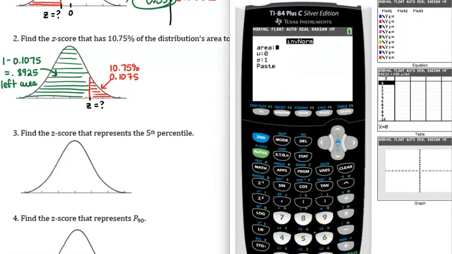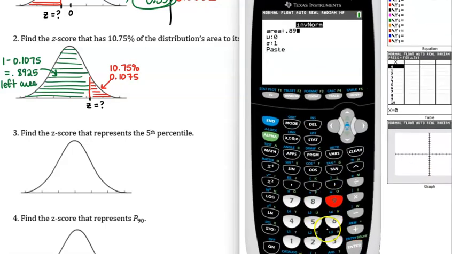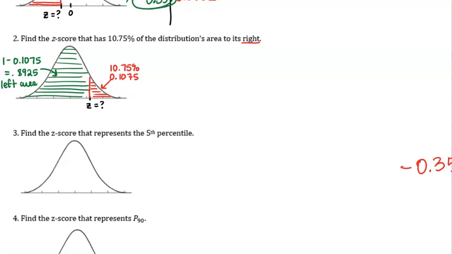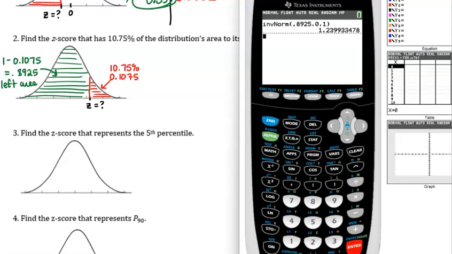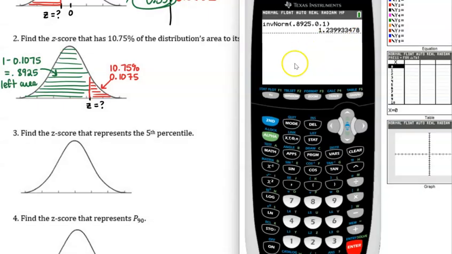So I've hit enter. Notice now they're asking me for an area, and the area they're asking me for is the left area. So I will need to put in 0.8925 because we can see that's the left area in green. This is the standard normal distribution, so mu is still 0 and sigma is still 1. I hit enter 2 times and I still get 1.24. I will take a little screenshot of this and paste this into our notes here.